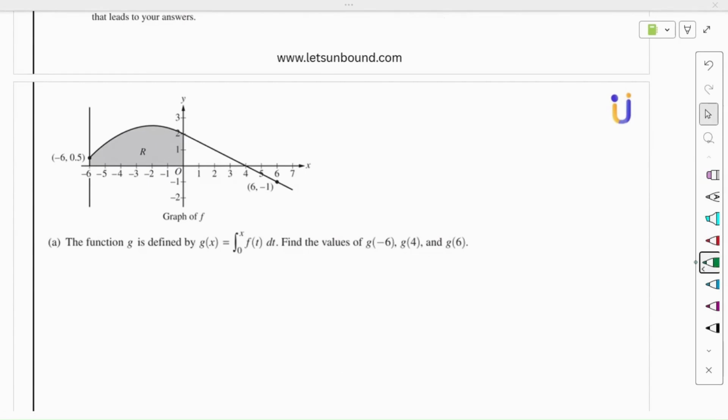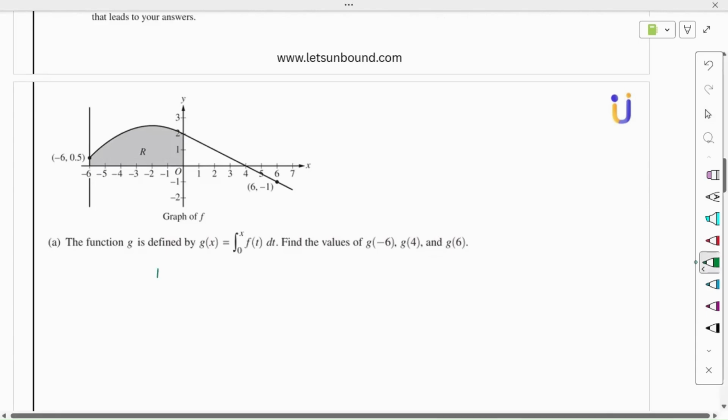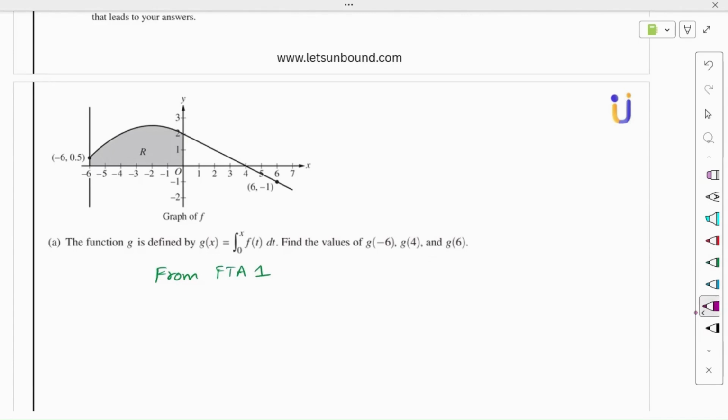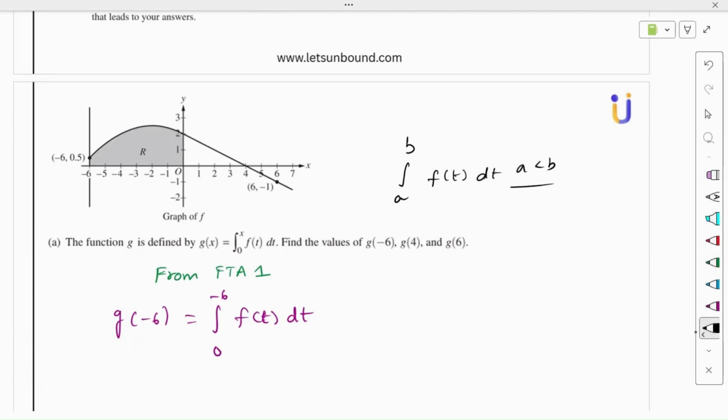g is defined as an accumulation function under f of x. From FTA, the Fundamental Theorem of Calculus part 1, g of x is nothing but the area under the curve from the limits given. So that is the meaning, right? If you want g of -6, it's the integral from 0 to -6 of f of t dt. But if you're writing the theorem, the integral from a to b of f of t dt, your a should be less than b. But here, 0 is greater than -6.